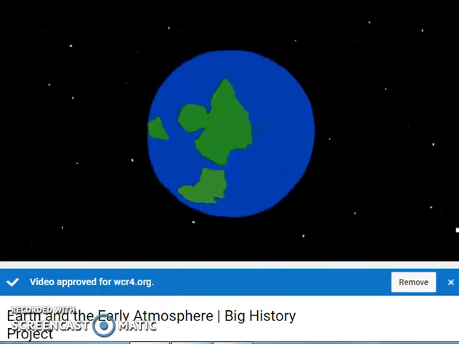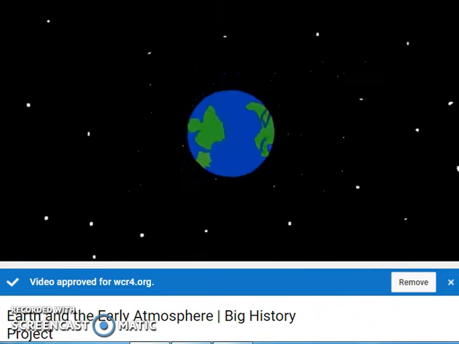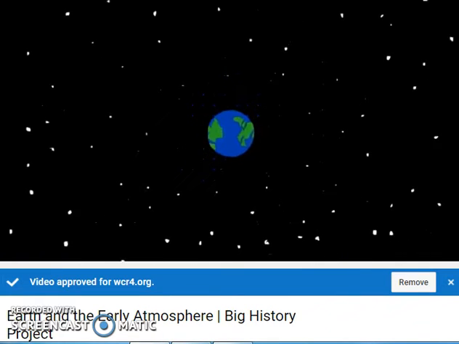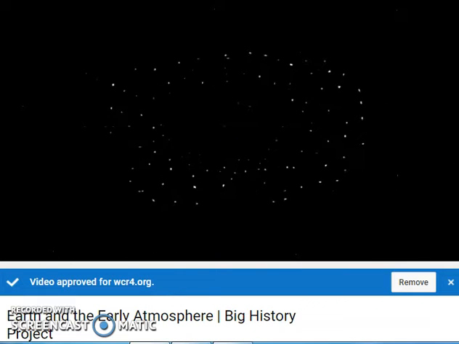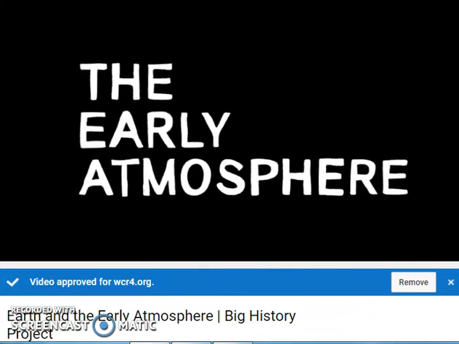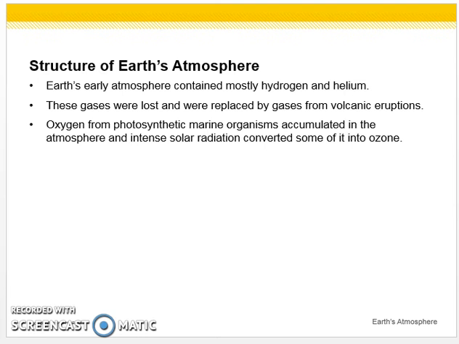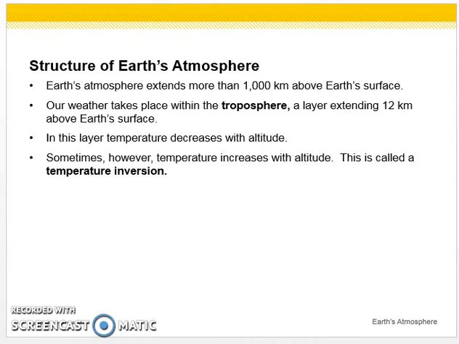Biology, geology, astronomical events, and periodic variations in the Earth's position in orbit influenced the climate, but overall the atmosphere remained stable enough for life to persist. These gases were lost and replaced by gases from volcanic eruptions, and oxygen from photosynthetic marine organisms accumulated in the atmosphere, and intense solar radiation converted some of it into ozone.